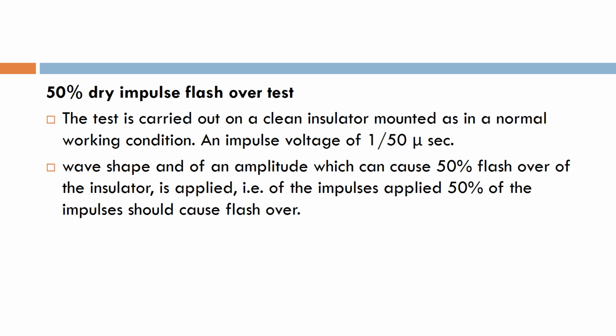50% dry impulse flashover test. The test is carried out on a clean insulator mounted as in normal working condition. A standard impulse voltage of 1/50 microseconds is applied. The wave shape of the amplitude which has caused 50% flashover of the insulator is applied. That is, 50% of the applied impulses should cause flashover.